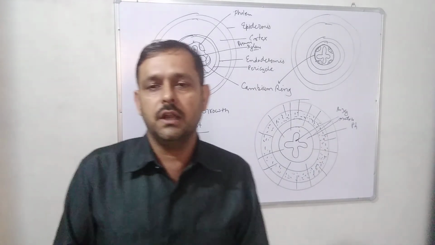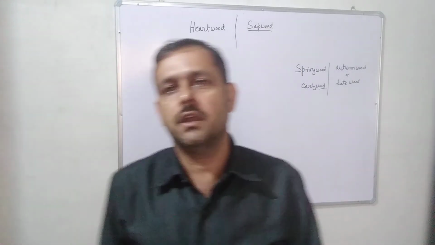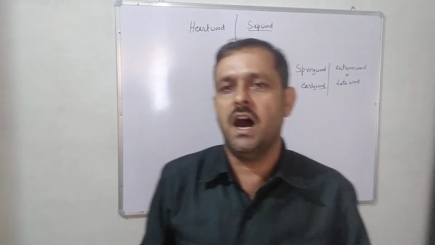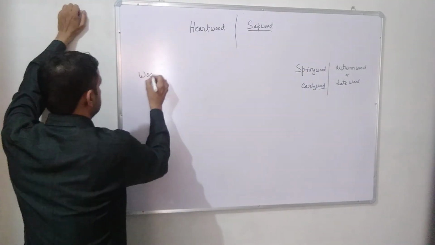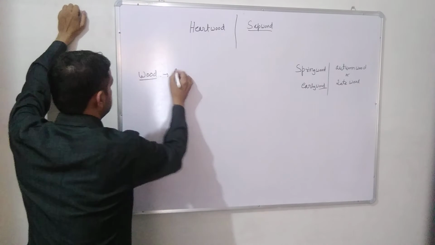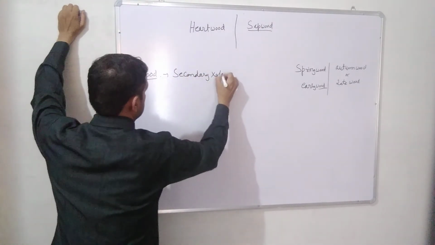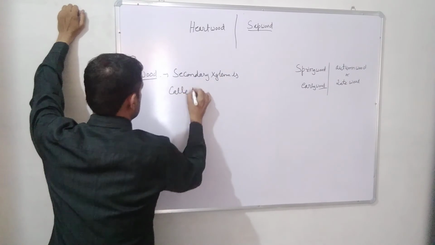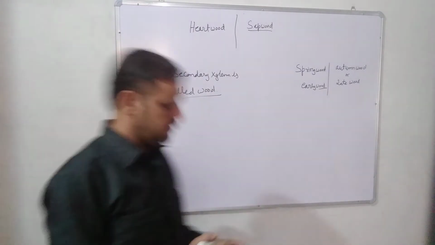In this chapter only two terms remain which we are discussing. By the secondary growth in stem, two or four types of wood are formed. What is wood? The definition of wood is: secondary xylem is called wood. What is wood? Secondary xylem is called wood.